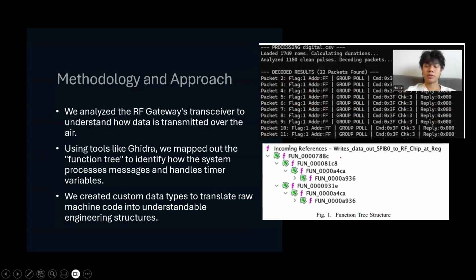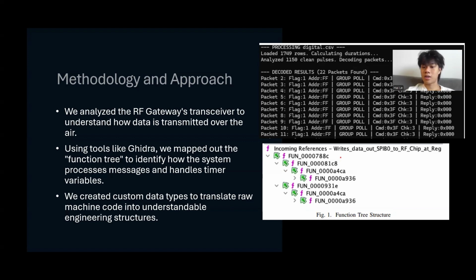So how we went about doing this is we did a lot of reverse engineering. One of them was using the RF gateway transceiver, just to understand how the data is being transmitted through the air. And then another one was using Ghidra, which is a decompiler, and we were able to map out all the functions that the system uses. This was mainly to discover how messages are being sent and the timing of them.